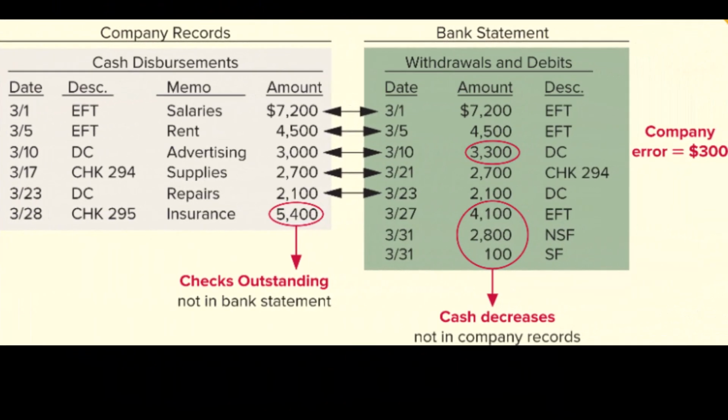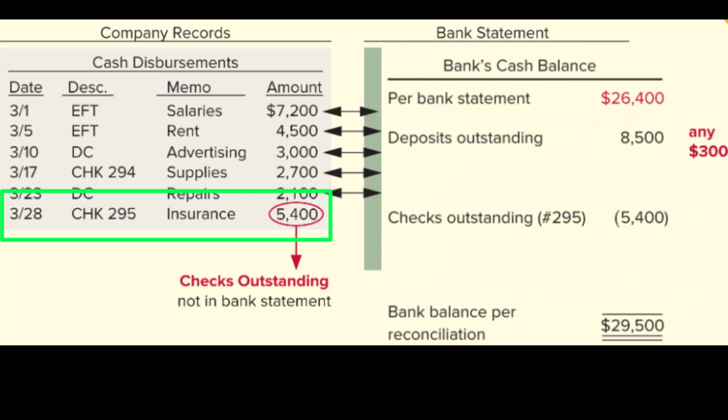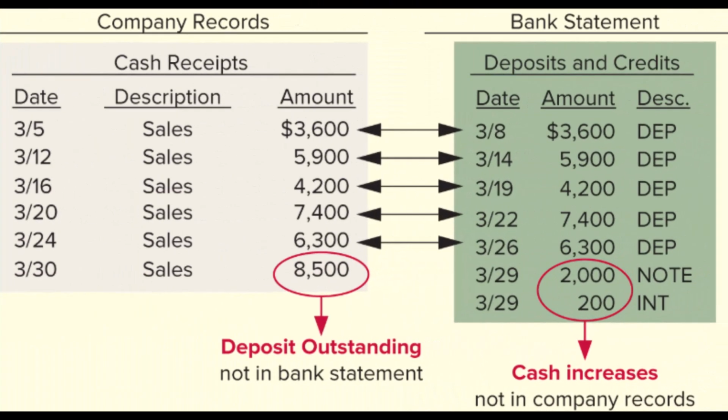Next, comparing payments, we see check number 295 for $5,400 is in the company's records, but hasn't been cashed yet. This is a check outstanding. We subtract this from the bank's balance. After these adjustments, the reconciled bank balance is $29,500.